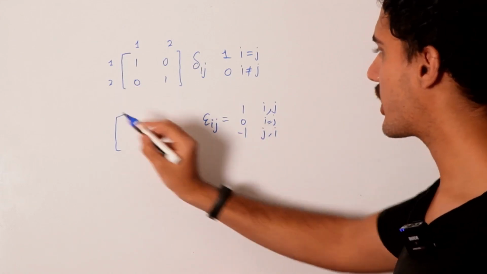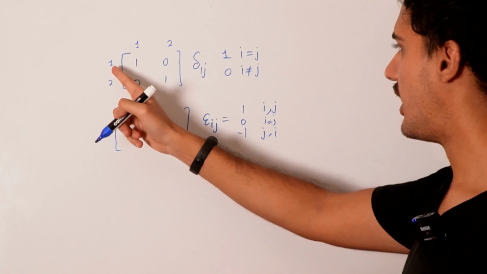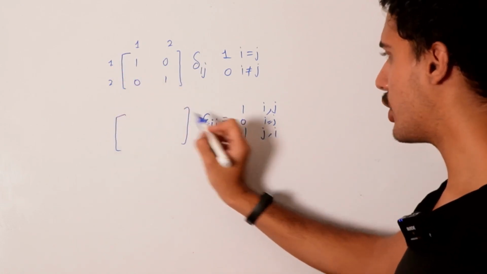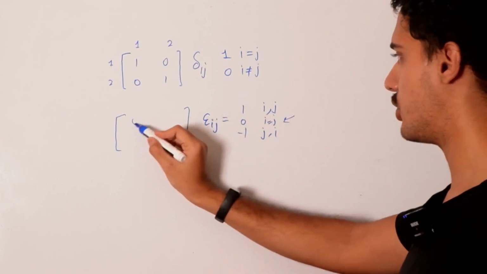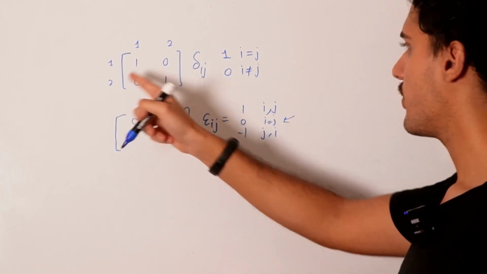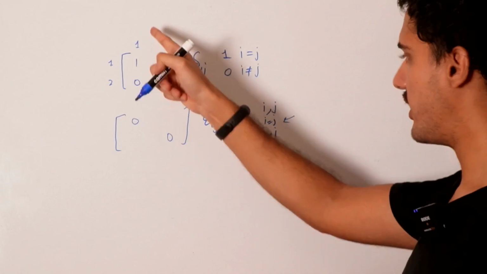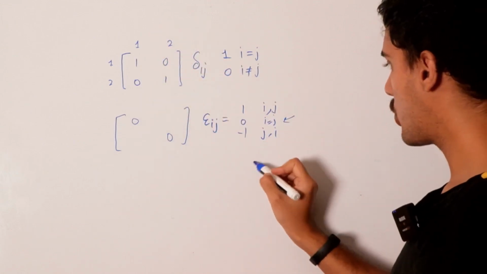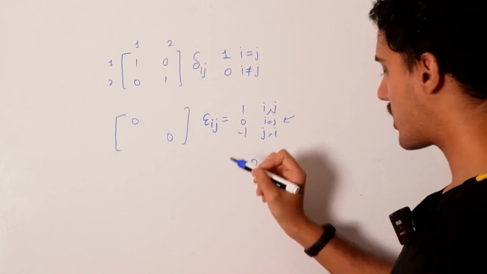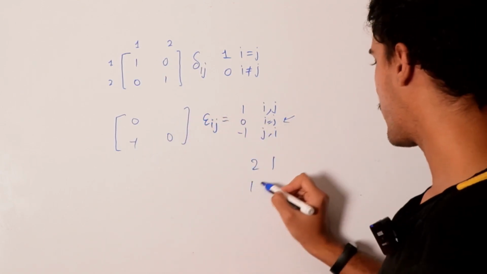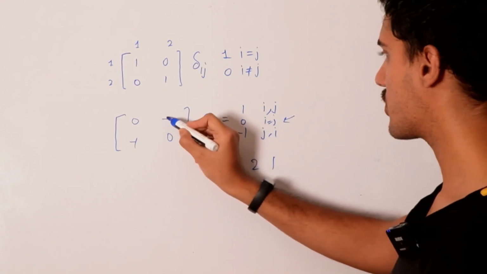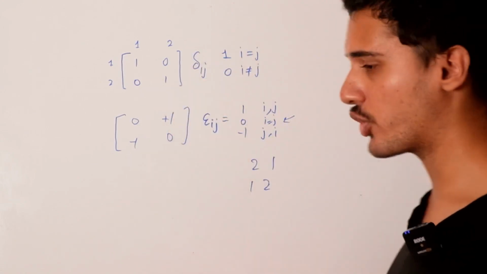So for example, this is epsilon of 1 1, that falls under here because i equals j, so that's 0, and 2 2 is also 0. Now when you're talking about 2 1, then 2 1 is the reverse order, so it's -1, and here we have 1 2, which is a positive order, so we have +1, and this is the opposite of that.